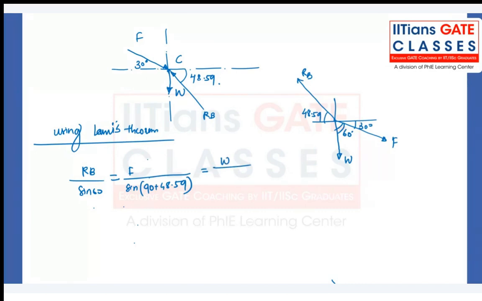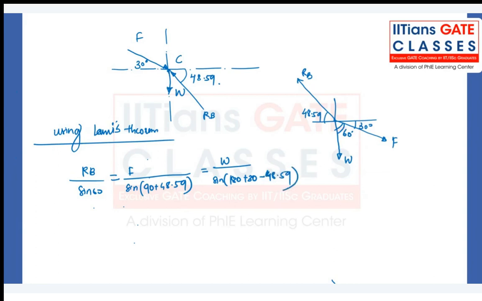sine of 180 minus 30. So this complete is 180. 180 minus 48.59 plus 30. So sine of 180 plus 30 minus alpha, which is 48.59. Correct?